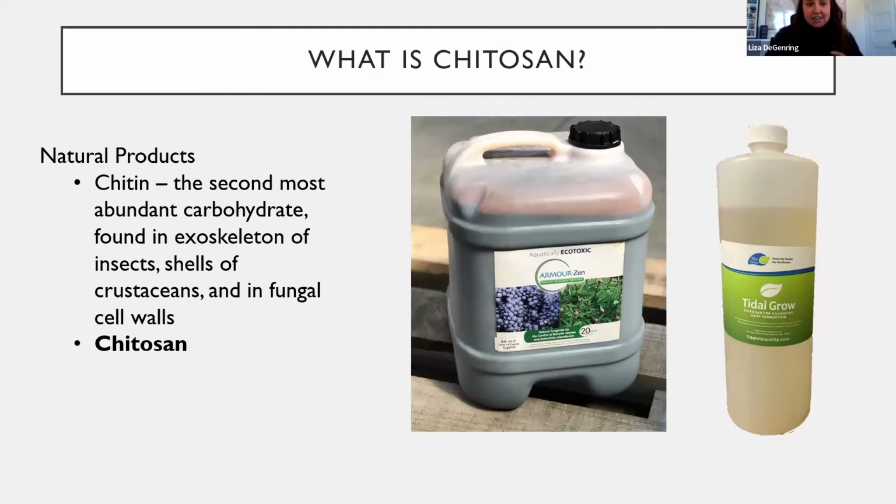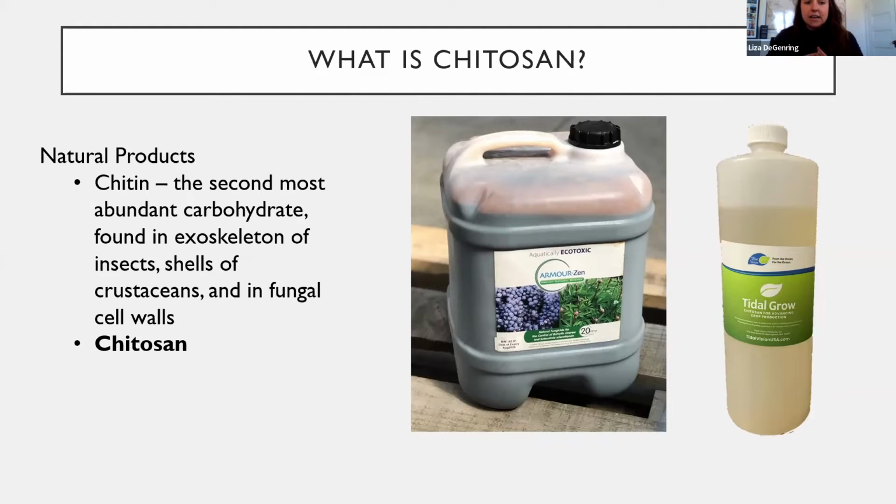So what is Chitosan? It is a derivative of chitin. Chitin is the second most abundant carbohydrate behind cellulose. And this is because chitin is found in the exoskeleton of insects, shells of crustaceans, and in fungal cell walls. So in our commercial industry, chitin is taken from the waste of the seafood industry. So it is taken from crab shells and things like that, and it's ground up to create the powder chitin.